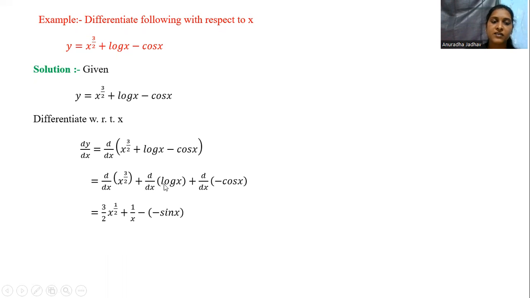derivative of log x is 1/x. Write down as it is. Here minus sign take outside and the derivative of cos x is minus sin x. Therefore minus into my bracket minus sin x. Minus minus is plus. Then finally we can write 3 upon 2 x raised to 1 by 2, means root x, plus 1 by x, minus minus is plus sin x, and this is our answer.